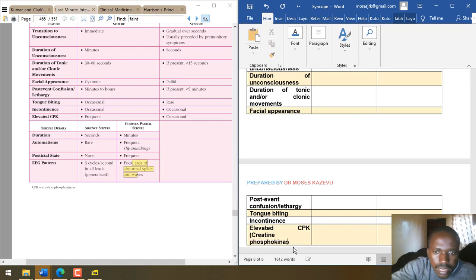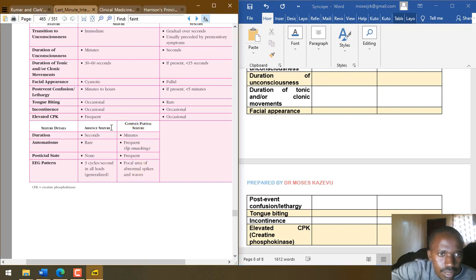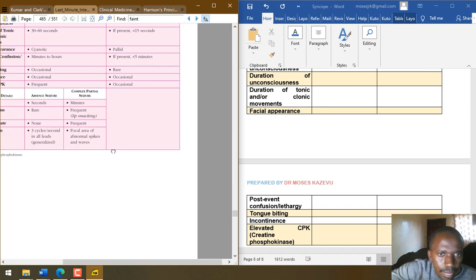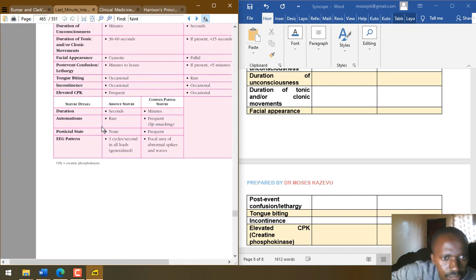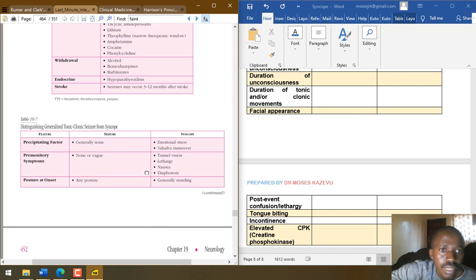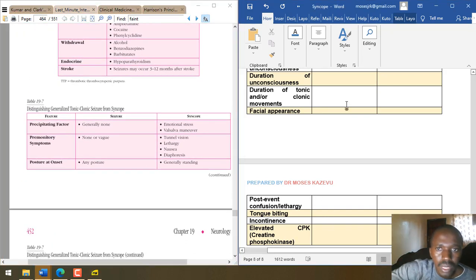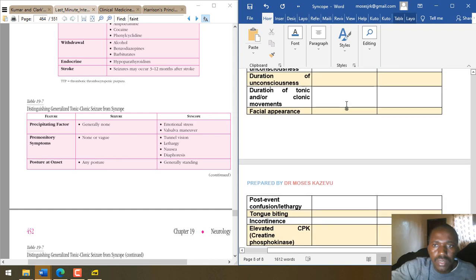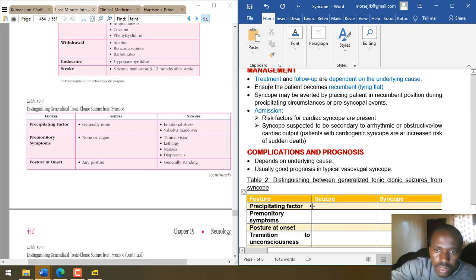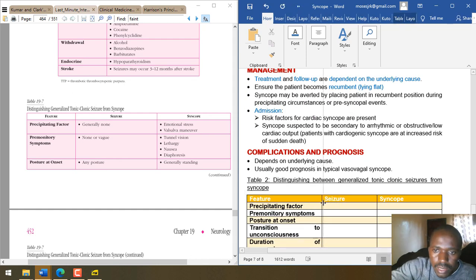So, okay, duration, this is seconds, minutes, this is absent seizures. Okay, fine. So we can leave this out, because this is now in distinction between the different types of seizures. Okay, so let's fill in this table, so before we get back, we can increase the size of this here.